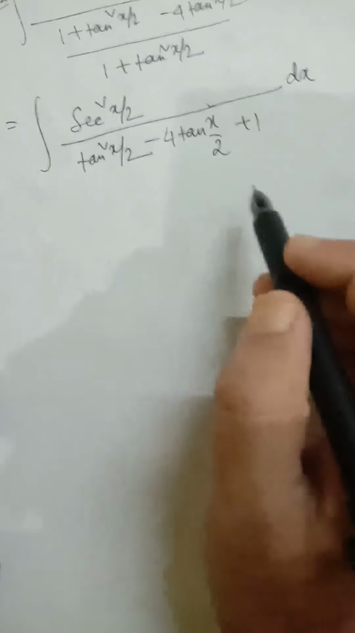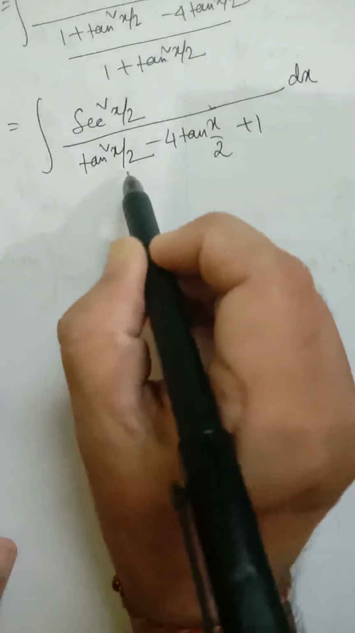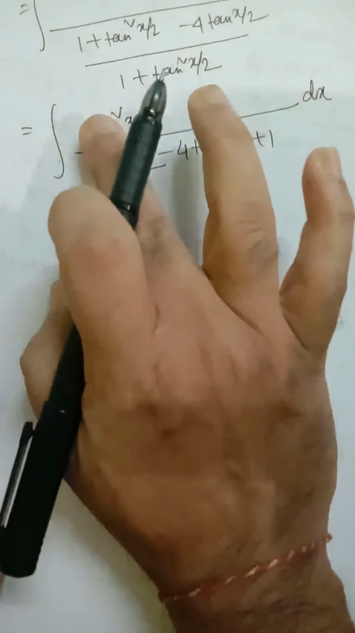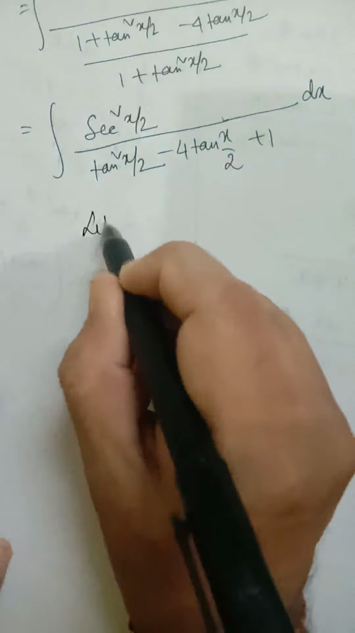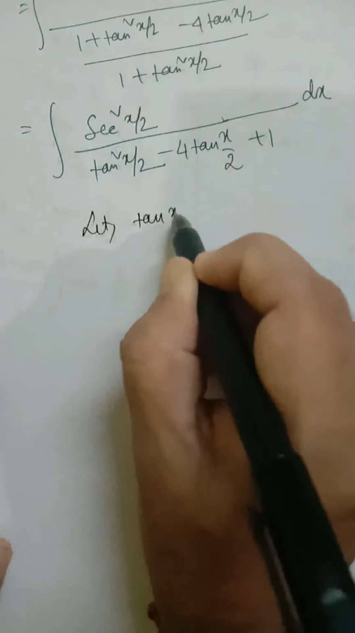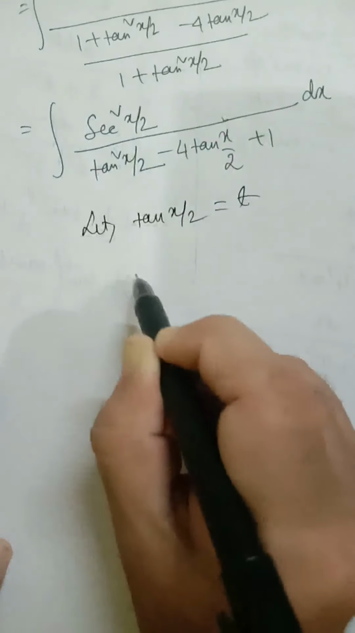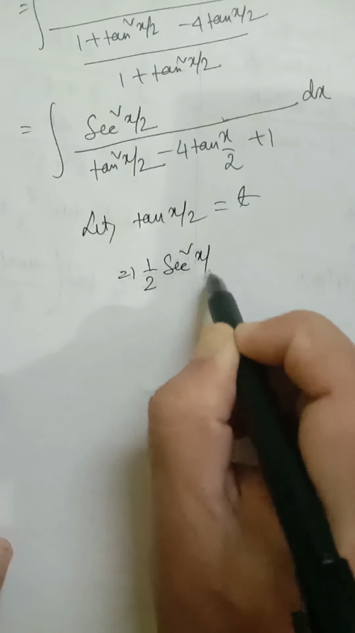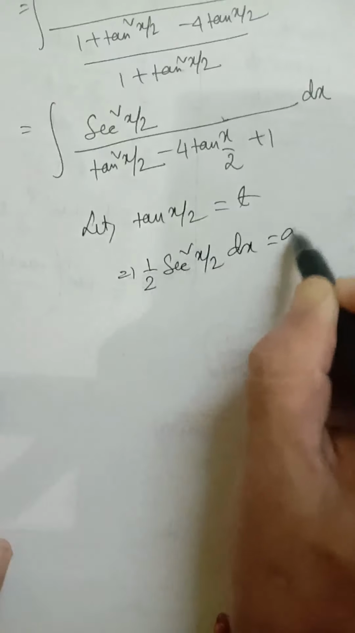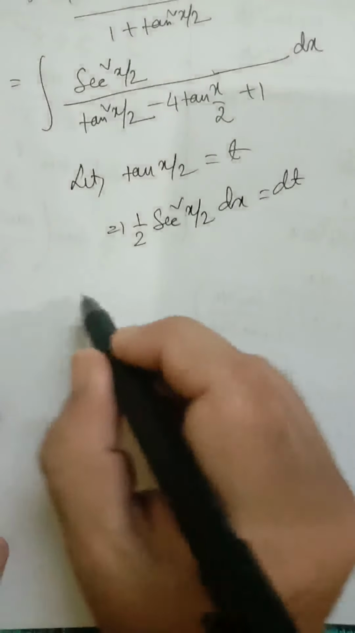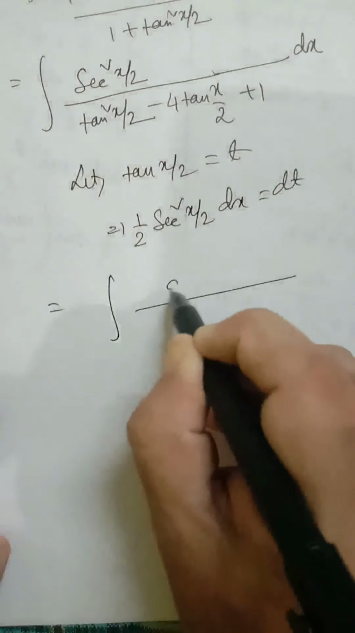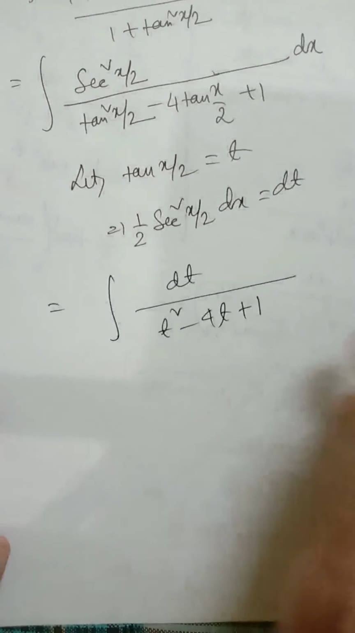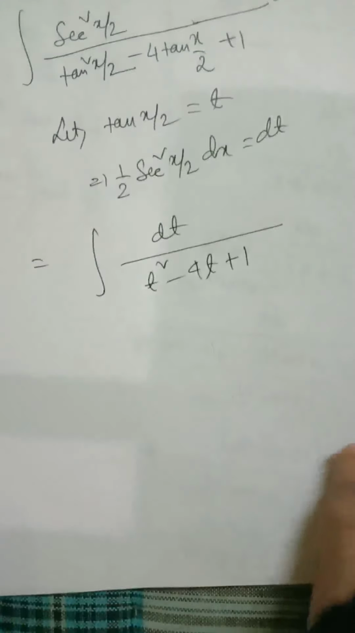Next, clearly the derivative of tan x by 2 is half into sec square x by 2. As sec square x by 2 is here, we will put tan x by 2 equal to t. Now, the derivative of tan x by 2 gives half sec square x by 2 dx equal to dt. So this is dt by t square minus 4t plus 1. And now we have to integrate.